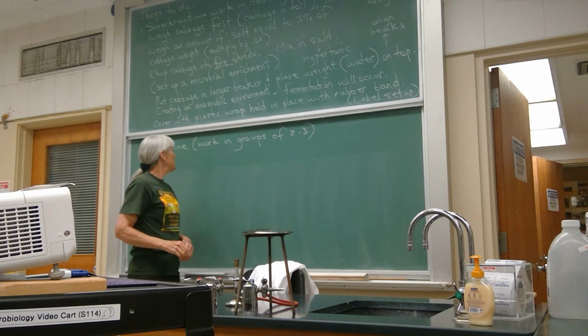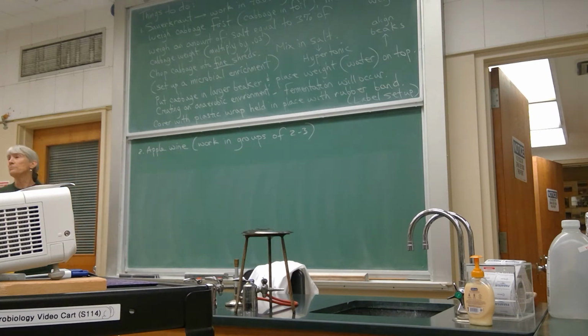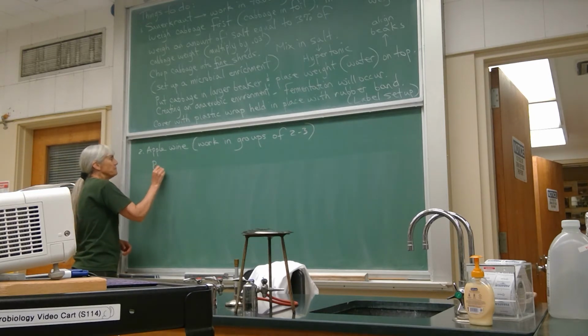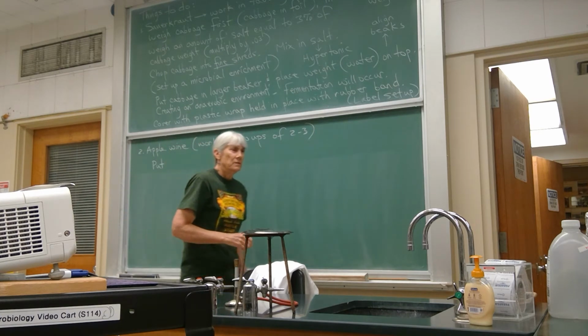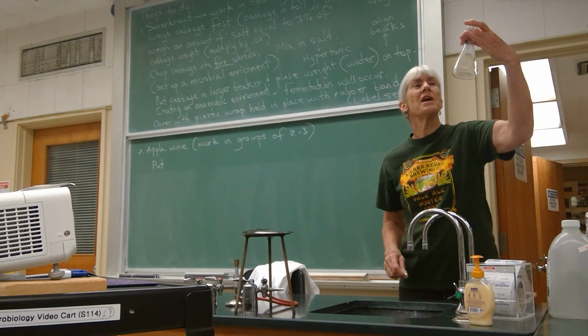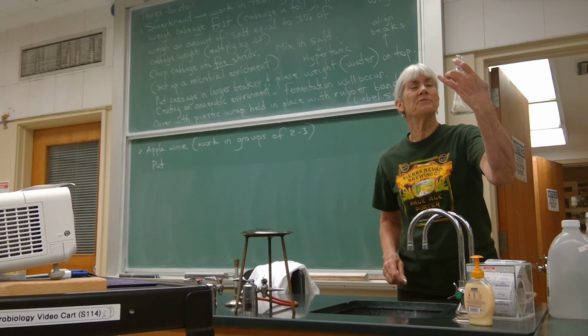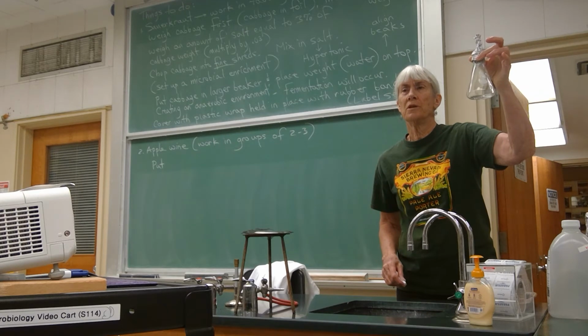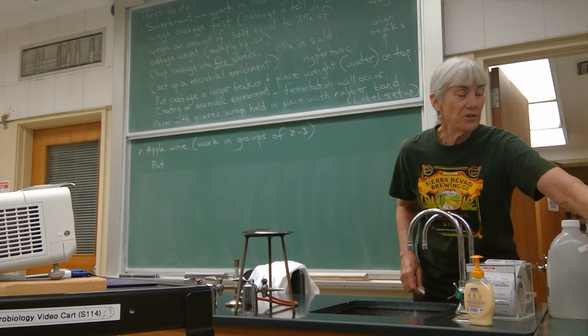So for the apple wine, again, you're going to be working in groups. Most of you are groups of 3. Only this side bench is a group of 2. Anyway, so these are the flasks for the apple wine. They're 250 ml flasks. I wouldn't put more than 200 mils of juice. So somewhere between 150 and 200 mils.